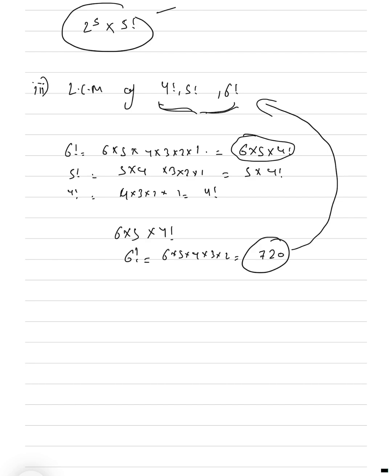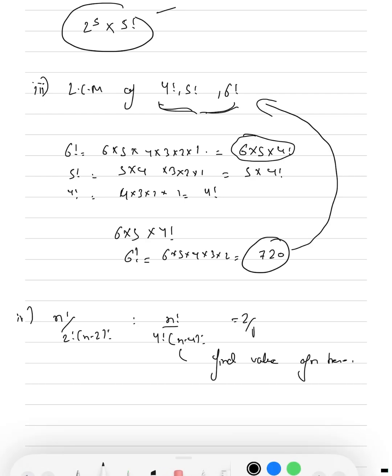Okay, so we have factorial n upon factorial 2, n minus 2 whole factorial is to factorial n upon factorial 4, n minus 4 whole factorial is equal to 2 is to 1, and we have to find the value of n here. Okay, so let's start. As always, remember that here you have what? N minus 2 factorial. Okay, and here you have n minus 4 factorial.